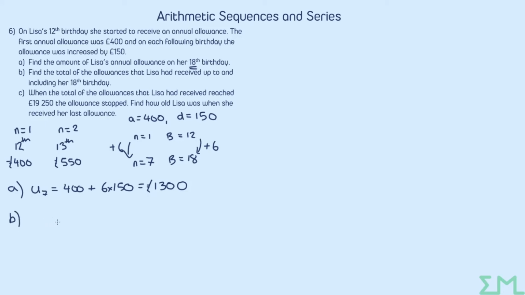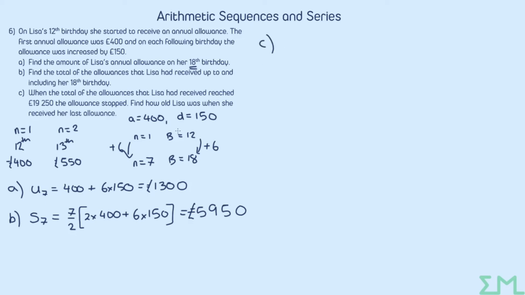Part B then wants the total she would have received up to that point. So that's S7, not S18. Remember this link between n and what birthday her age is. So this is going to be 7 over 2, times 2a, so 2 times 400, plus n minus 1, which is 6, times the common difference, which is 150. Should be getting to know this formula quite well now. Okay, so let's pop it into our calculators. 800 plus... and we get £5,950 she will have received in total up to and including her 18th birthday.